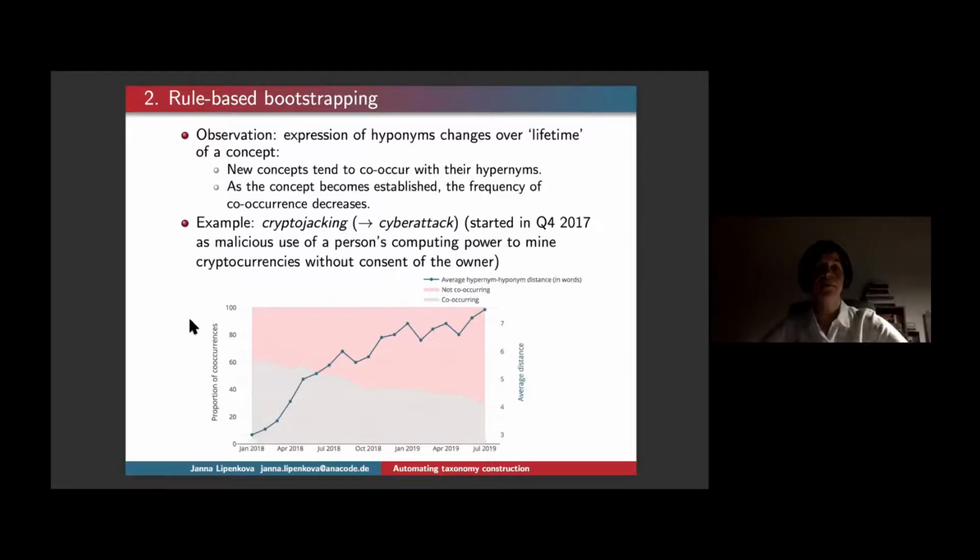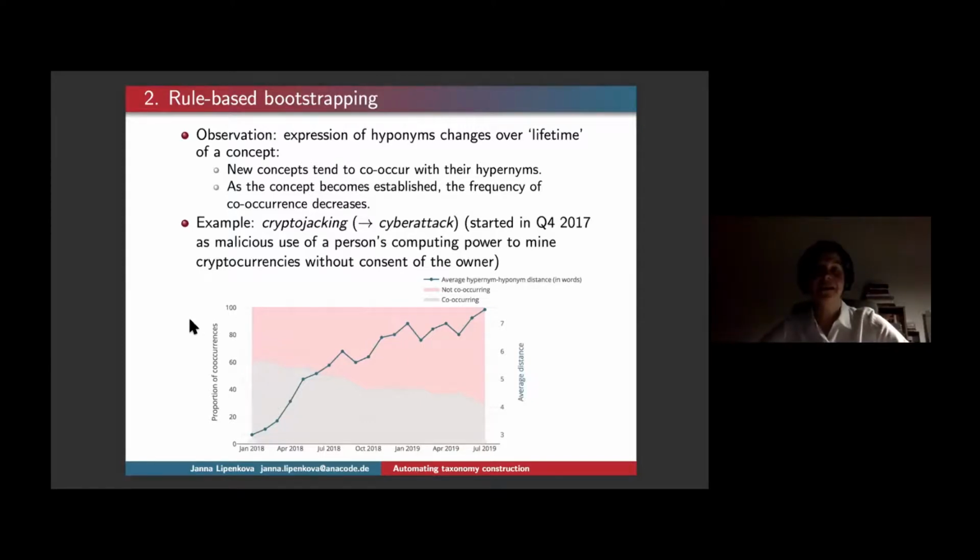So basically here we made the observation that, in the chart, you can see two things. First, you can see the proportion of the co-occurrences and how it changes over time. The gray area is the proportion of the co-occurrence instances, and the red one is that of the non-co-occurrences. Basically, the occurrences of the hyponym when it doesn't co-occur with the hyperonym. And you can see that the non-co-occurring occurrences are increasing over time.